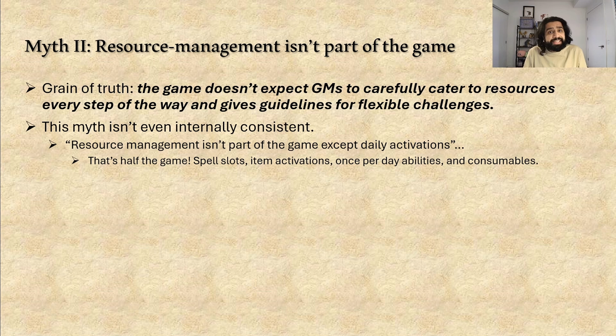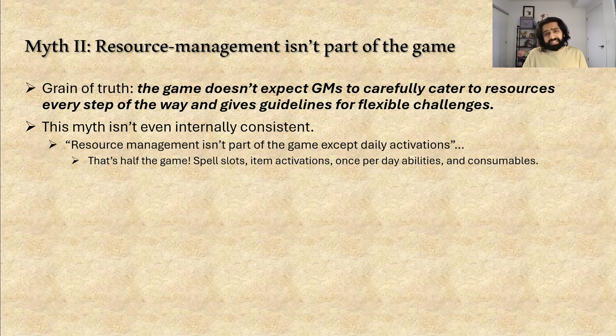So attrition is a pretty meaningful part of the game. It affects spellcasters the most, and those can't be treated as an exception. That's half the game. And then it also affects marshals via item activations, once per day abilities that they pick via their own feats, and consumables, which are often key to a marshal engaging with things that otherwise they'd be relying on a spellcaster to help them engage with.